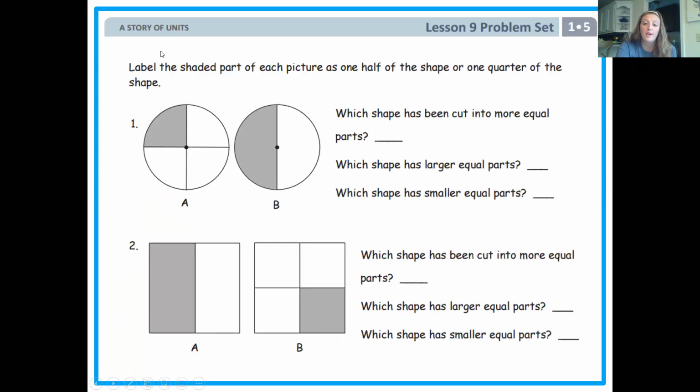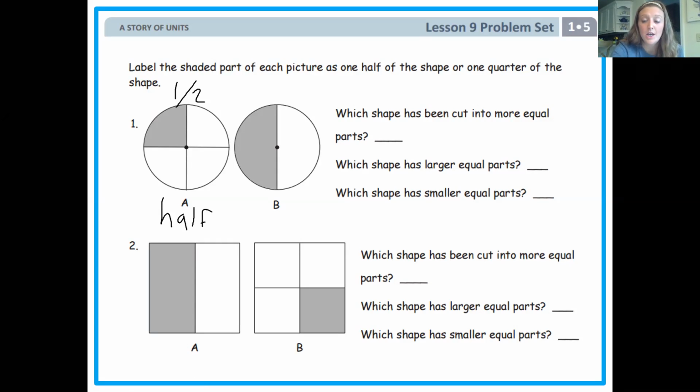So this is going to be your problem set this week that you're going to send a picture of to your teachers. So I will read them and I want you to complete it. And then if you need more time as I read it, pause it. You can listen to it again and send this picture to your teacher to be a part of the different activities for the week. So label the shaded part of each picture as 1/2 of the shape or 1/4 of the shape. So over here on part 1, you're going to label it as 1/2, or you could write the word half.